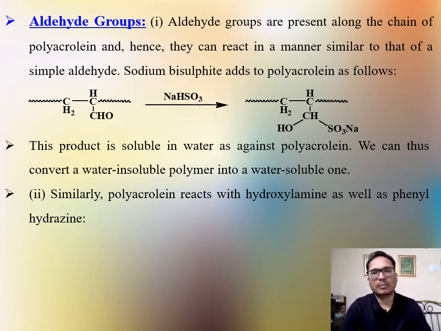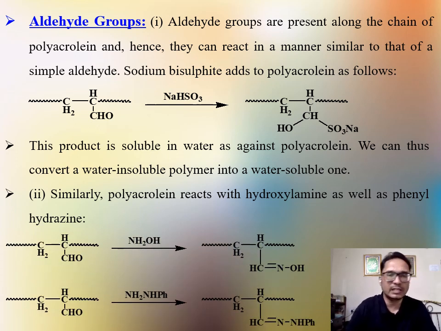The property of this group is that it is water soluble, and the polyacrolein, which is the starting material, is water insoluble. Thus, we can convert a water insoluble polymer into a water soluble polymer. Similarly, polyacrolein reacts with hydroxylamine as well as phenylhydrazine as the simple aldehydes react, and they form corresponding oximes and hydrazones.